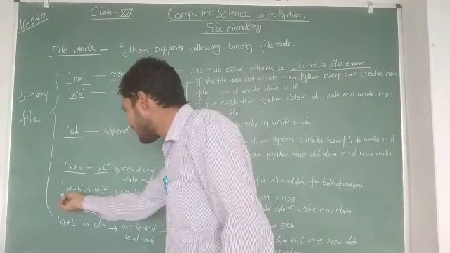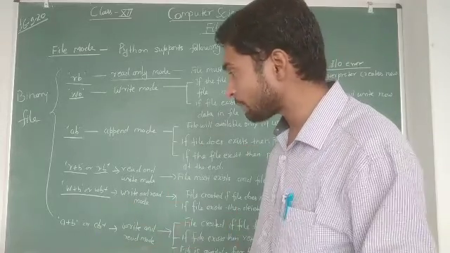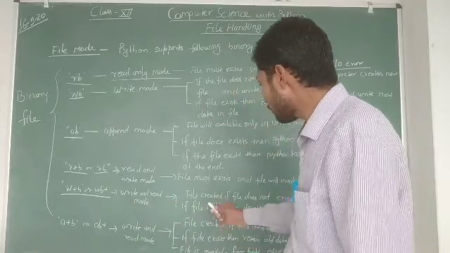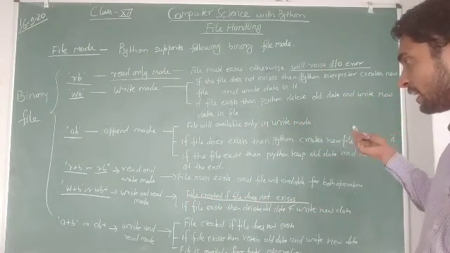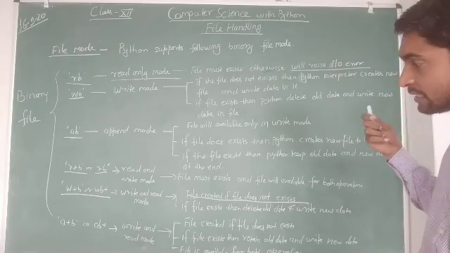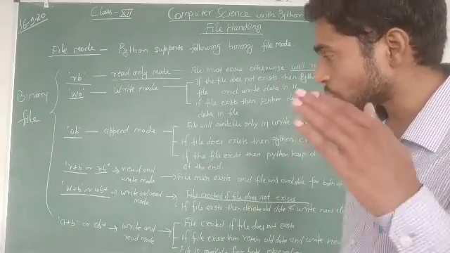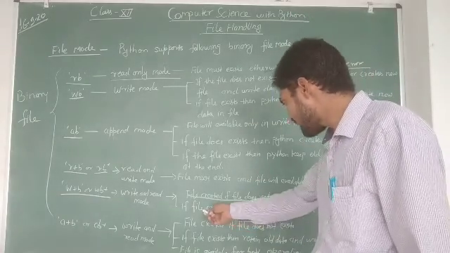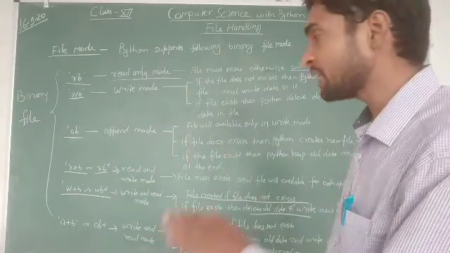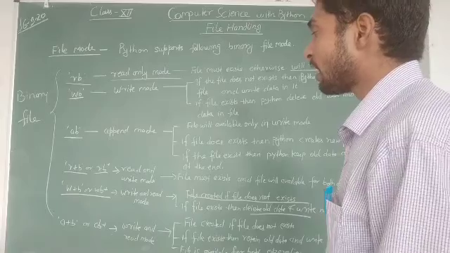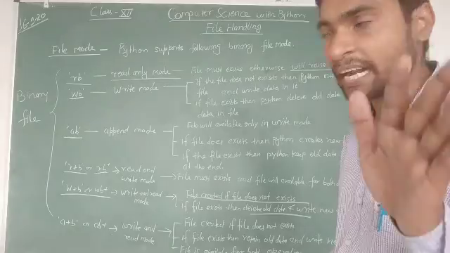And when you use W plus B or WB plus as a file mode in the case of a binary file, it means if the file does not exist, then it creates a new file and provides facility to write the data. And if the file exists, then it deletes the previous data and gives facility to write the new data. In this mode, the file is available for both purposes, I mean reading and writing both.